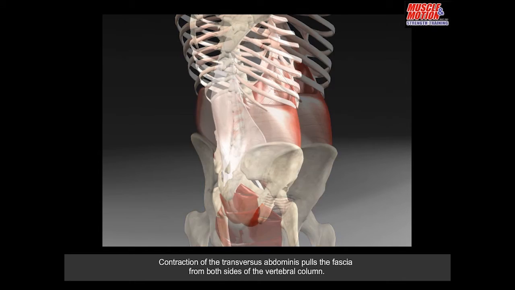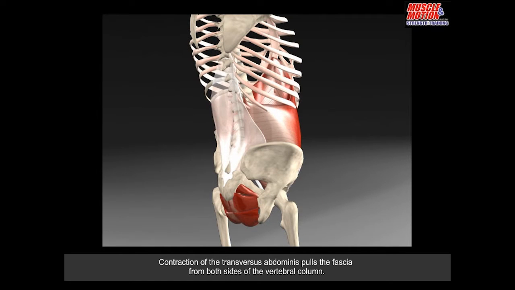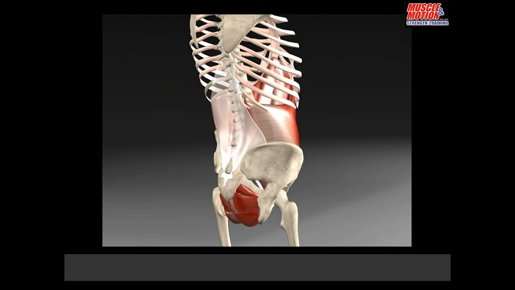Contraction of the transversus abdominis pulls the fascia from both sides of the vertebral column. The final product of this action is increased stability on both sides of the vertebral column simultaneously.